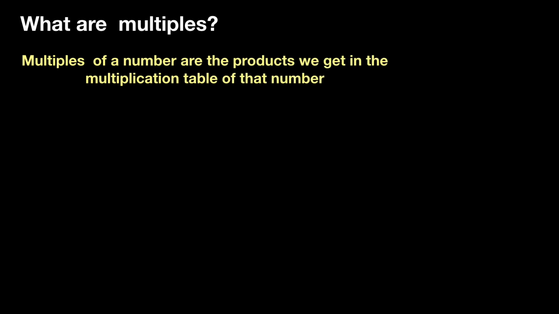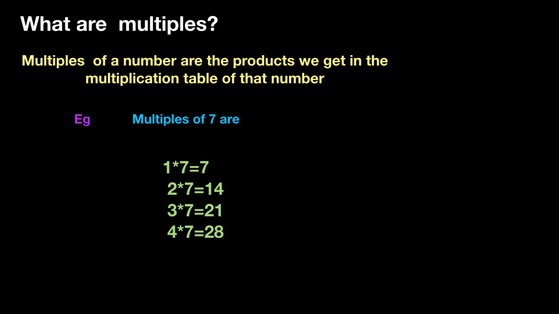What are multiples? Multiples of a number are the products we get in the multiplication table of that number. For example, multiples of 7 are 7, 14, 21, 28, and so on. Multiples never end. 77 also is a multiple of 7. When 7 is multiplied by 11, we get 77 as a multiple. Likewise, we can write multiples of every number.